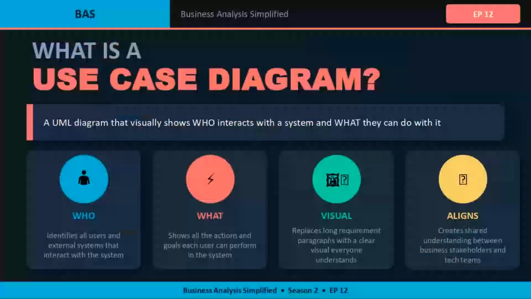A use case diagram is a type of UML, Unified Modeling Language, diagram that visually shows the interactions between users and a system. It answers two key questions: who uses the system, and what can they do with it? Instead of writing long paragraphs of requirements, a use case diagram gives everyone, business stakeholders and technical teams, a clear visual picture of what the system must do.